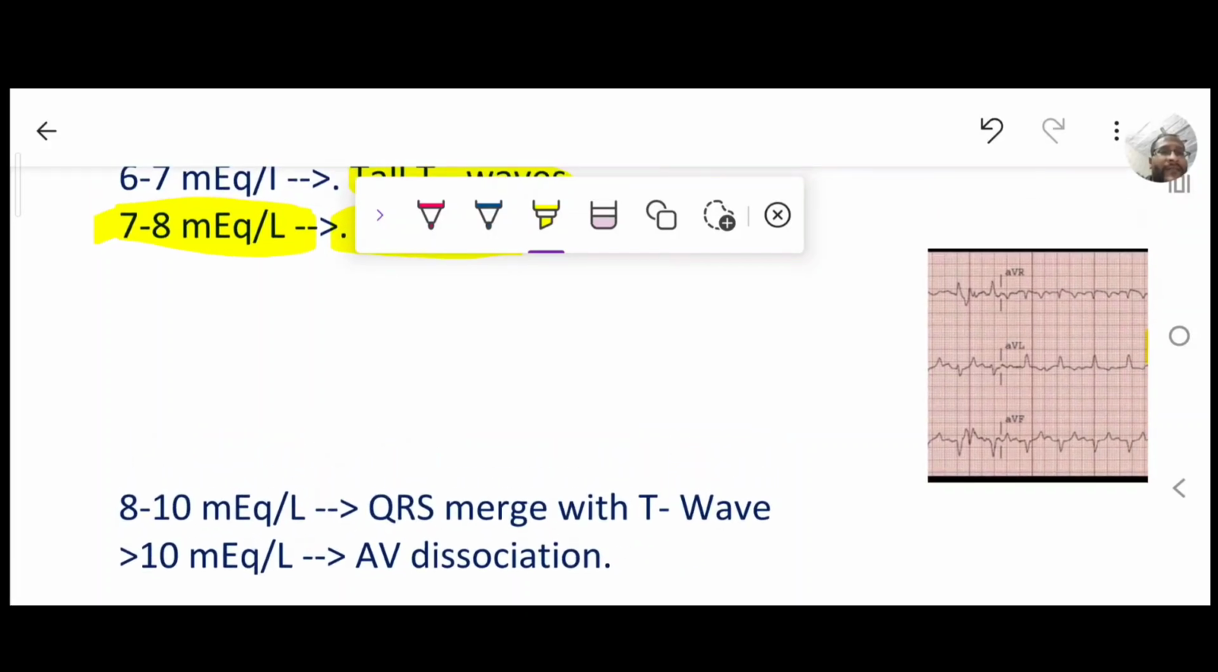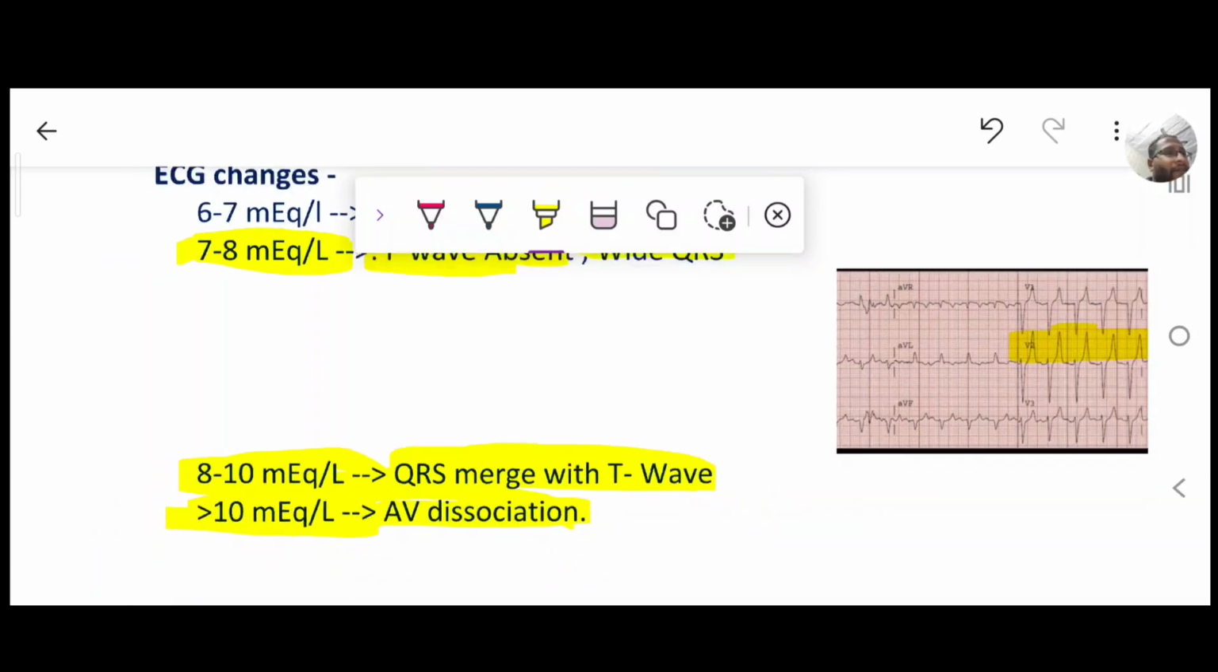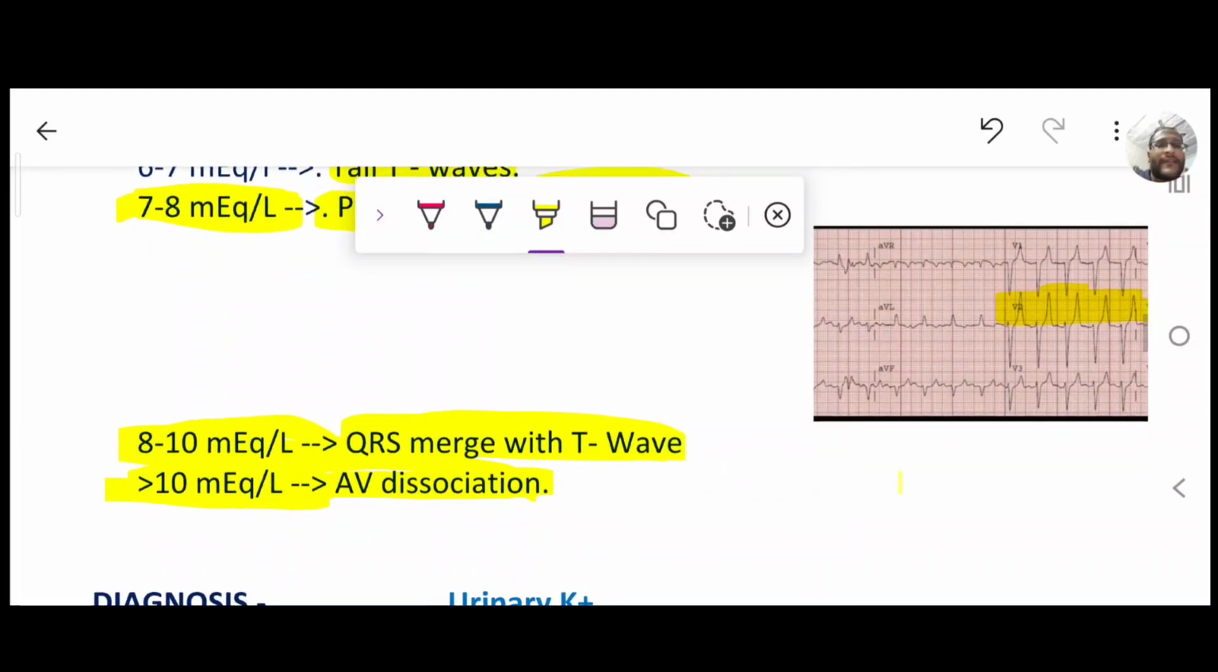When the potassium level is 8 to 10 milliequivalent per liter, the QRS will merge with the T waves, and if it is more than 10 milliequivalent per liter, there will be AV dissociation, atrioventricular dissociation.